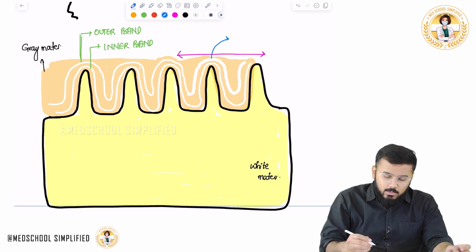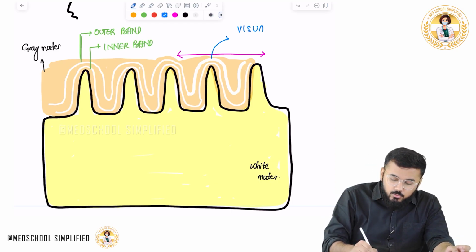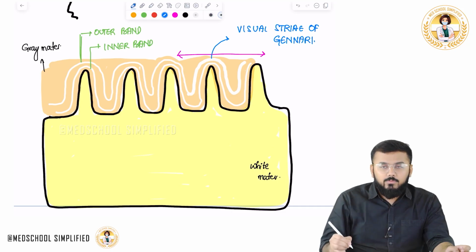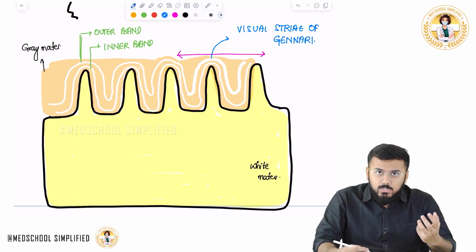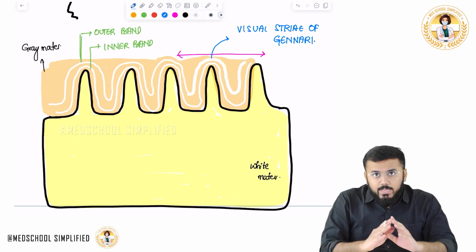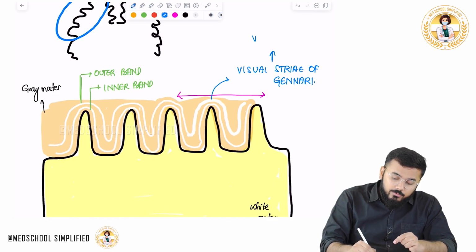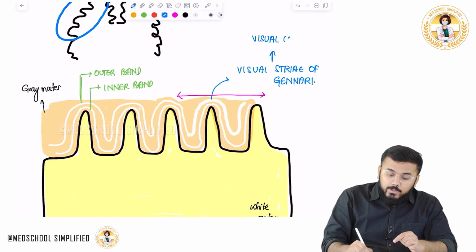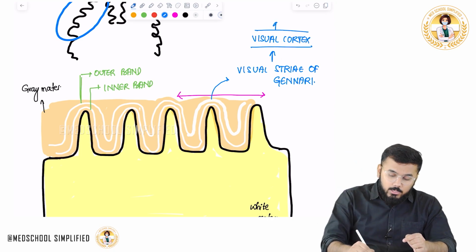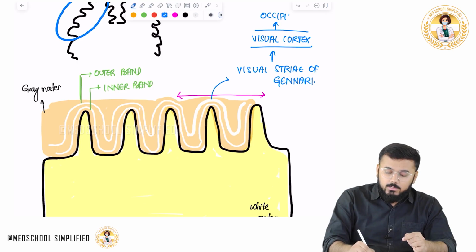What is this called? Visual striae of Genari. What is basically this visual striae of Genari? Where is it located? It is located within your visual cortex. Where is your visual cortex? Your visual cortex is located in the occipital lobe, so this is located in the occipital lobe of your cerebral hemisphere.